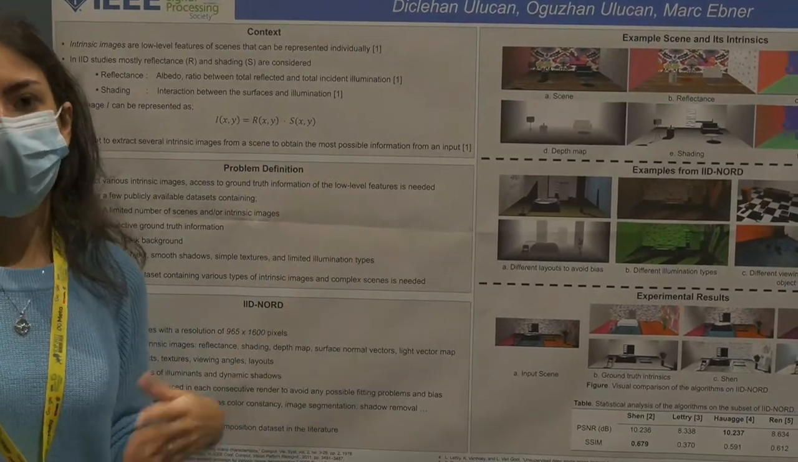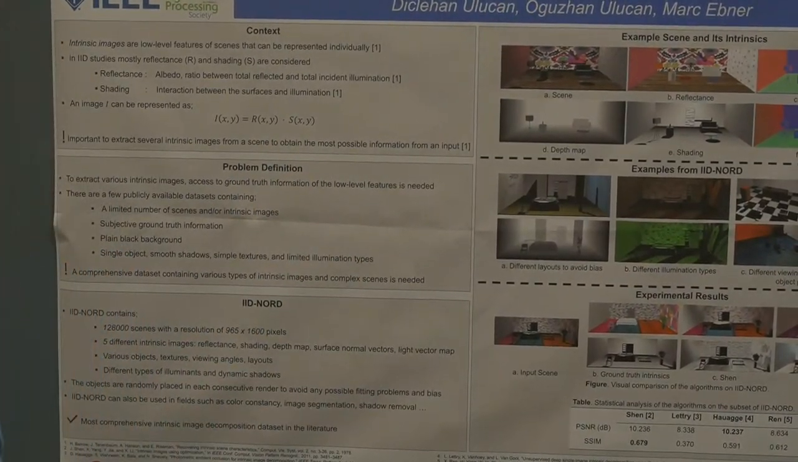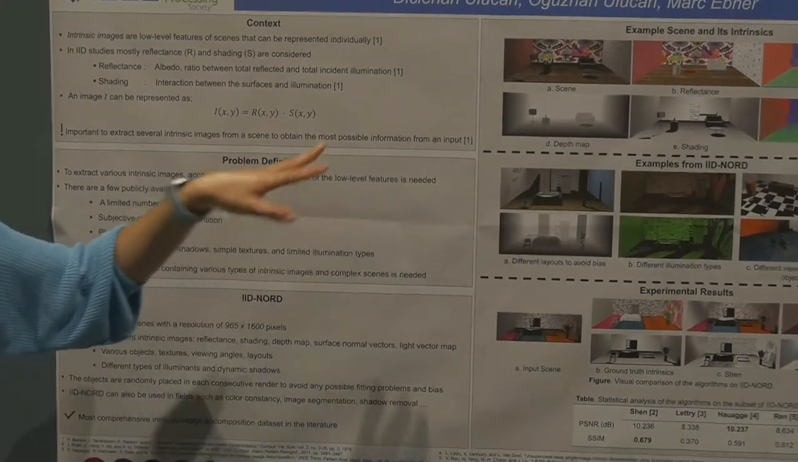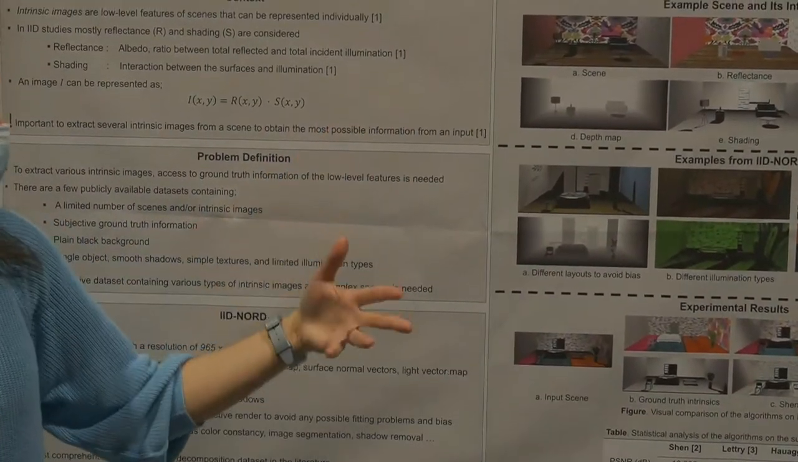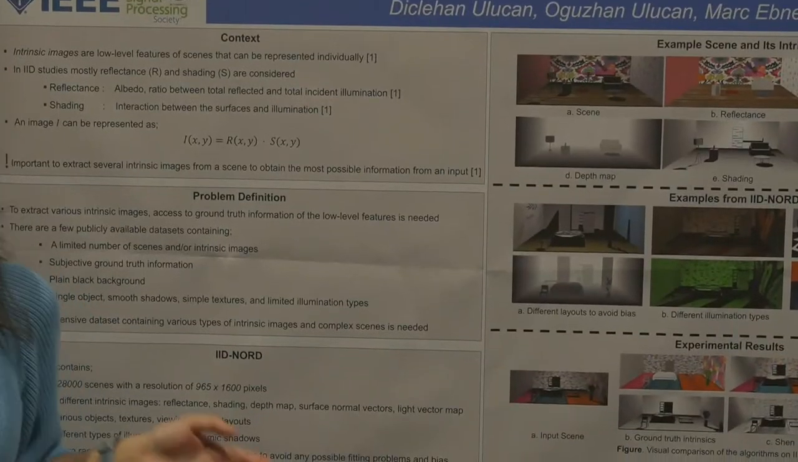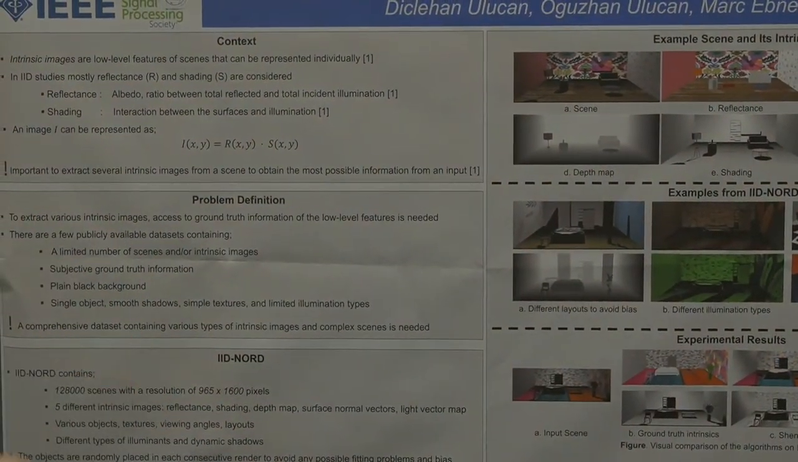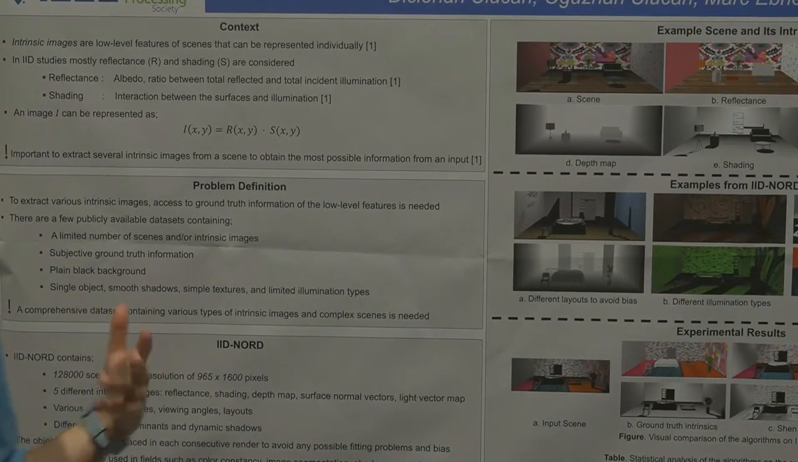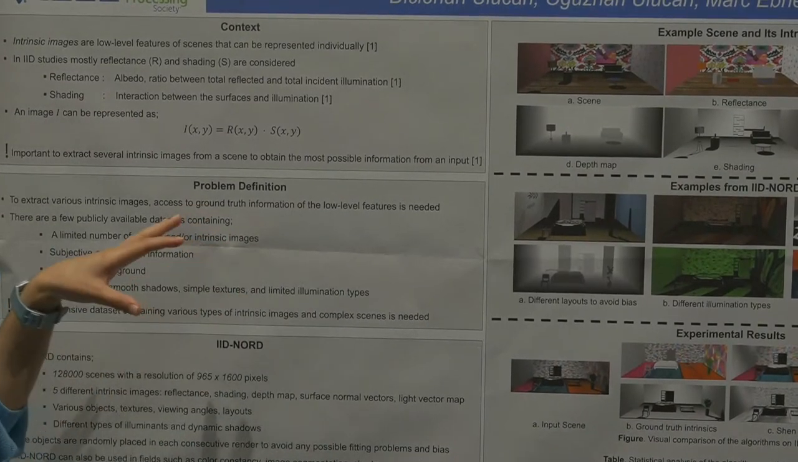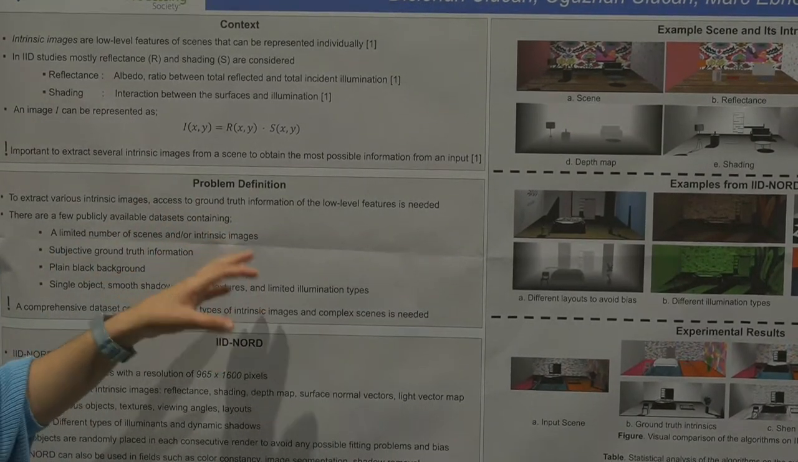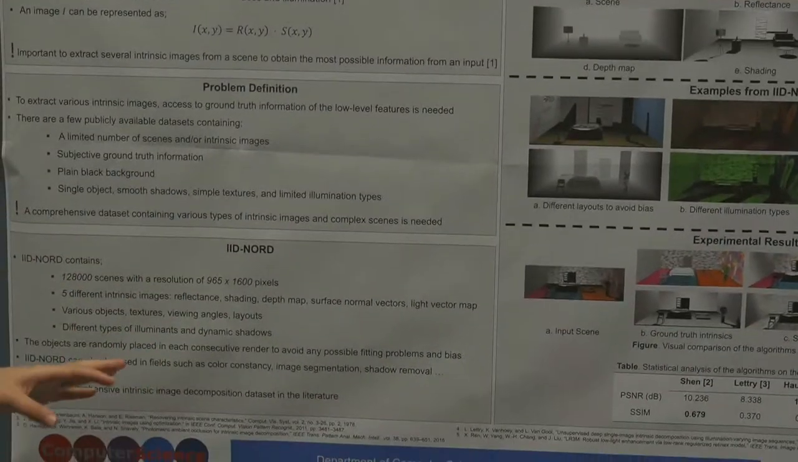However, it is known that obtaining the most possible information from an input is important. And to obtain this information, we need ground truth data. But in the existing intrinsic image decomposition datasets, there are certain shortcomings. And we take these shortcomings into account and create IID Node.